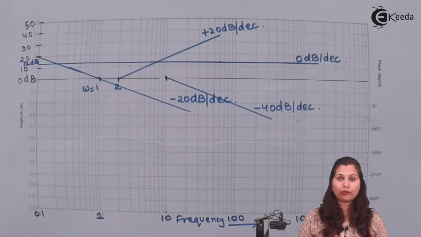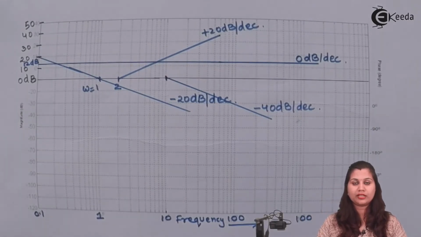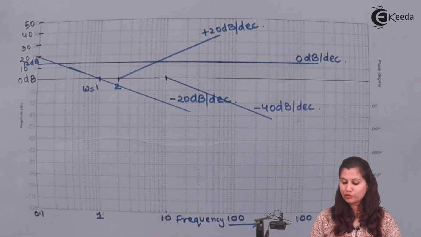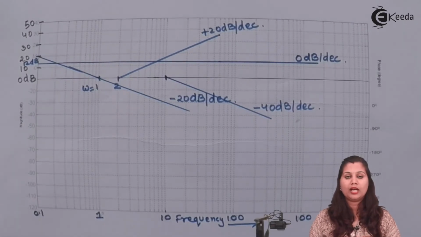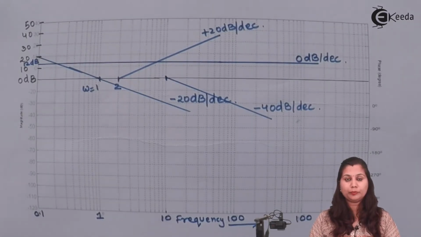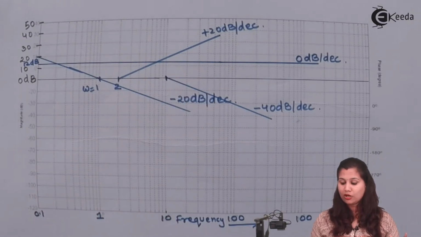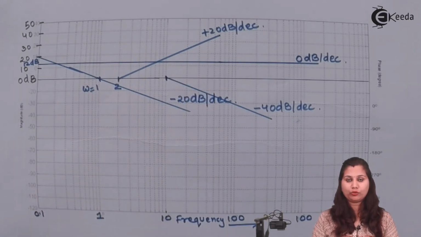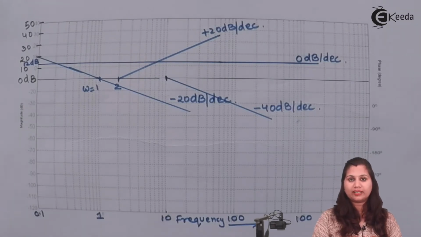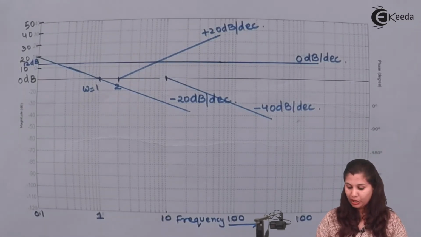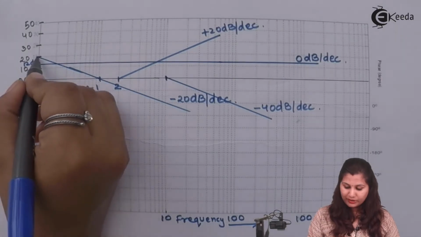So we were having 4 terms in the transfer function, and for all the 4 terms we have drawn the magnitude plot. Now the resultant magnitude plot will be the combination of all these four. That is, all the four graphs we have to add, and then we will get the resultant magnitude plot. So we will start from this point.